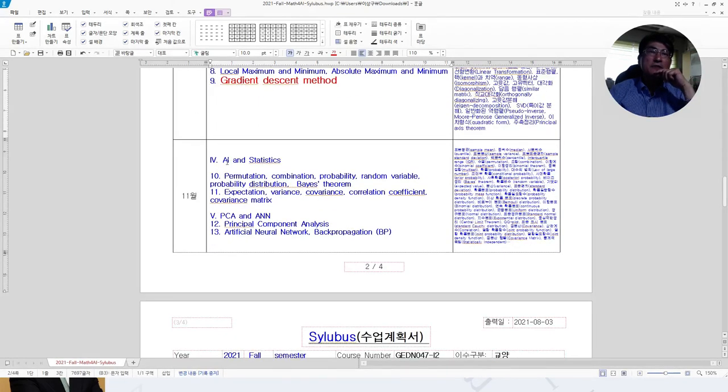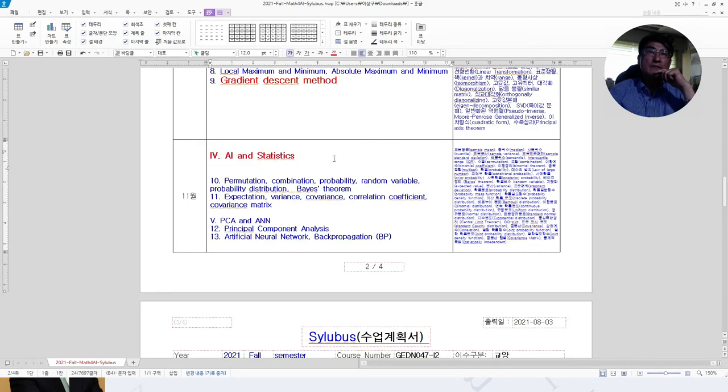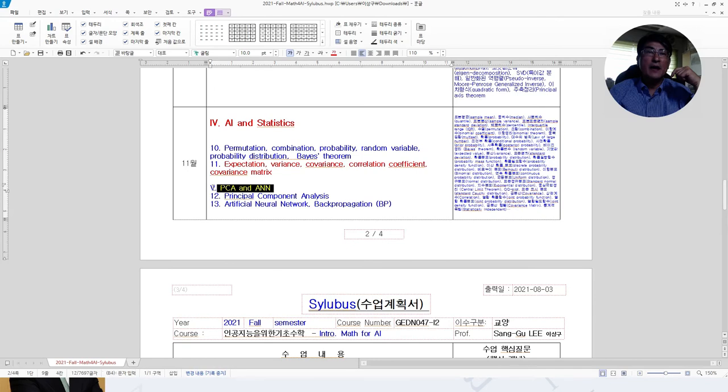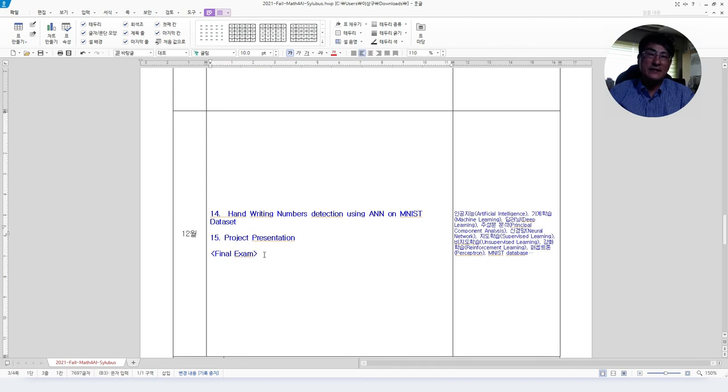And in the third month, we will have AI and statistics. Here we will learn expectation and variance, covariance, and covariance matrices. Then in part five, we will learn principal component analysis and artificial neural networks that include back propagation. Then in December, the last month, we will have handwritten number detection using an artificial neural network on the MNIST dataset. Then we will have a project presentation, then the final exam.